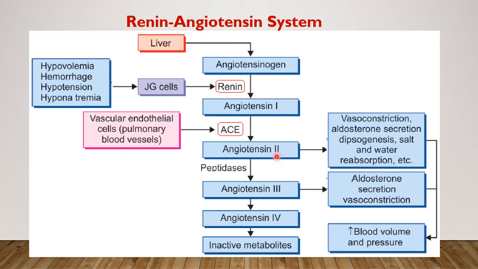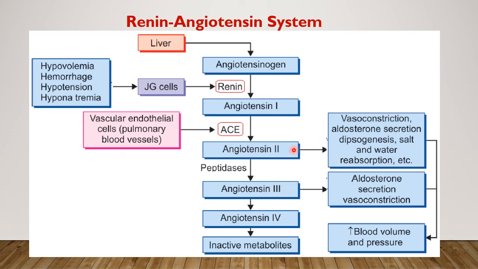And this angiotensin 2 again can be converted by various enzymes like peptidase to angiotensin 3, and then angiotensin 3 to angiotensin 4. But this angiotensin 4 is an inactive metabolite. It is in inactive form. So the most important here is angiotensin 2 and also, to a certain extent, angiotensin 3.